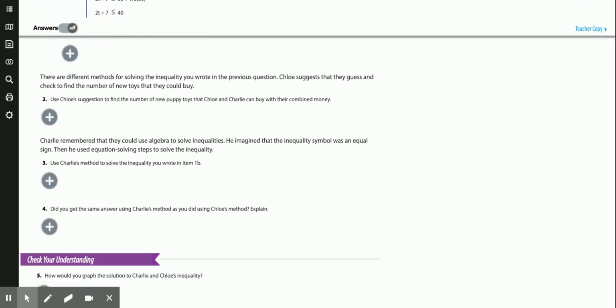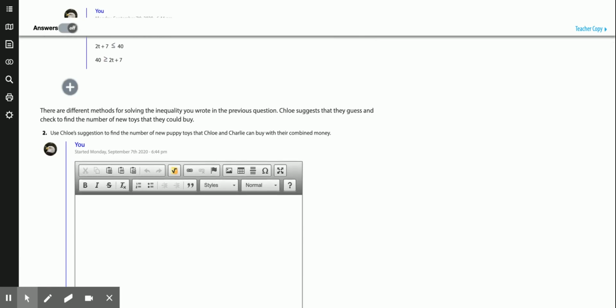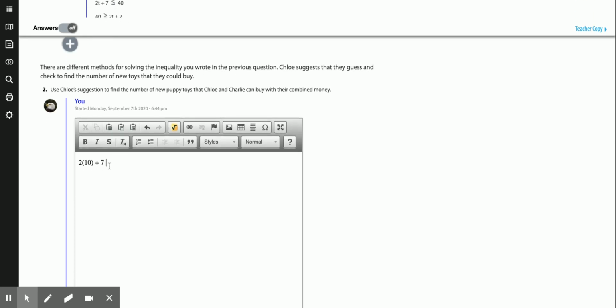There are different methods for solving the inequality you wrote in the previous question. Chloe suggests they guess and check to find the number of new toys they could buy. Use Chloe's suggestion to find the number of new puppy toys that Chloe and Charlie can buy with their combined money. And you can do this by saying maybe they'll buy, let's say, first 10 toys. And we need this number to be less than or equal to 40 for them to have enough money to buy it. We're just guessing and checking.